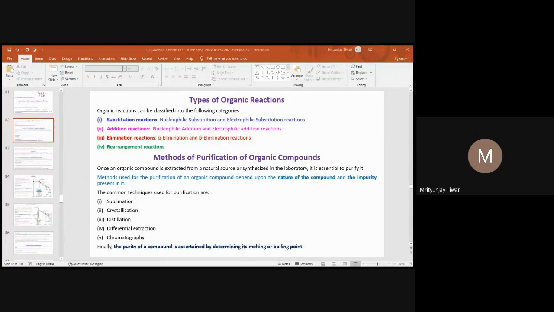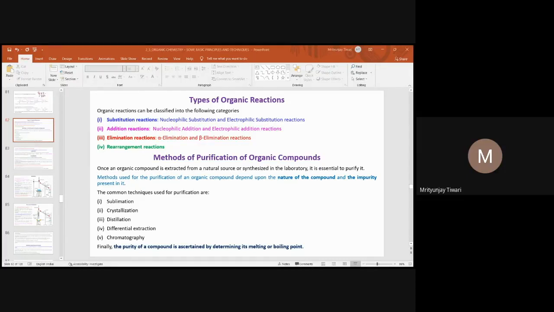Once we obtain the two different layers, the water as well as the organic compound, we can separate them out using a separating funnel. So this is the separating funnel that we know. Then we looked into the differential extraction method, and in this method we use a separating funnel.